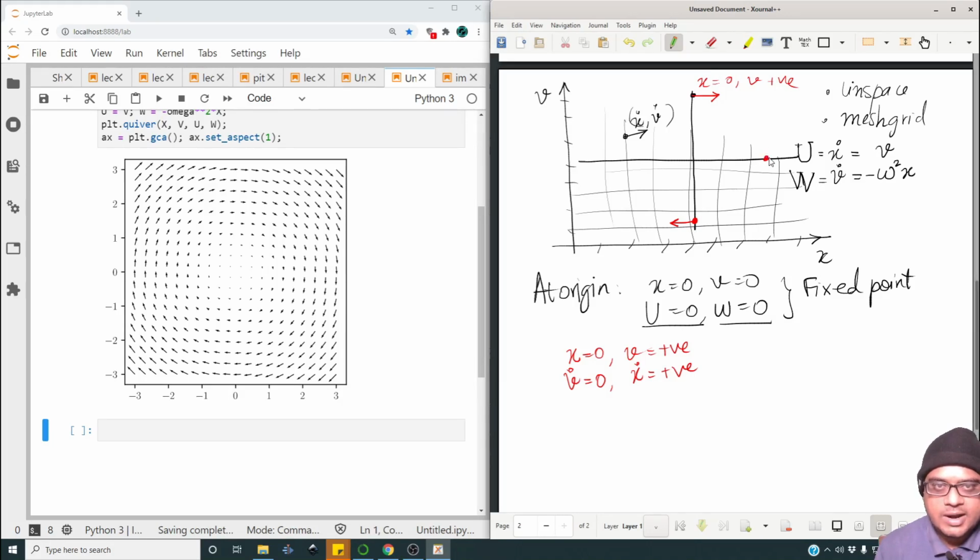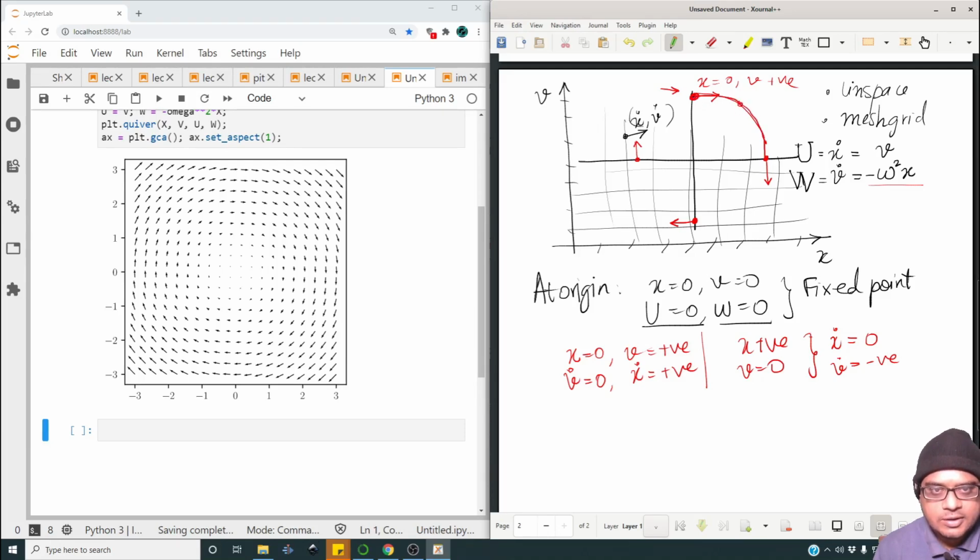Over at this point, x will be positive and v will be 0. So when we substitute this, this results in x dot equal to 0 and v dot equal to negative. Okay, it's minus omega square times x. So the velocity will look something like this, and by the same logic something like this. So we see that if we had an initial condition over here, the particle would be pushed like this all the way to here. The particle would be pushed like this, it would be pushed like this. So this is how the particle trajectory is expected to look like.